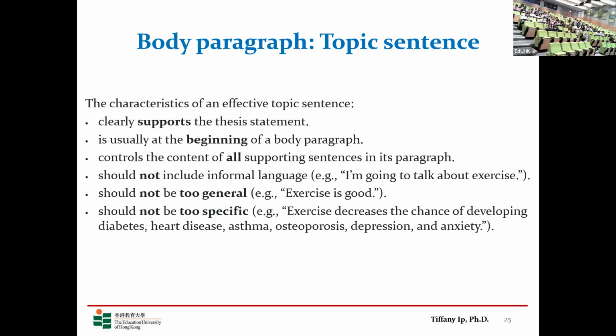But then when you want to mention that argument, you need to be careful not to give too much detail. Yeah, so the topic sentence should not be too specific either. You don't say exercise decreases the chance of developing diabetes, heart disease, asthma, etc. Because I told you to give more details and then you say everything. And so these would be examples you can explain in the main part of the body paragraph. So here you would rather say exercise maybe like improves a person's physical and mental health. So that is like somewhere in the middle, not too general and not too specific.